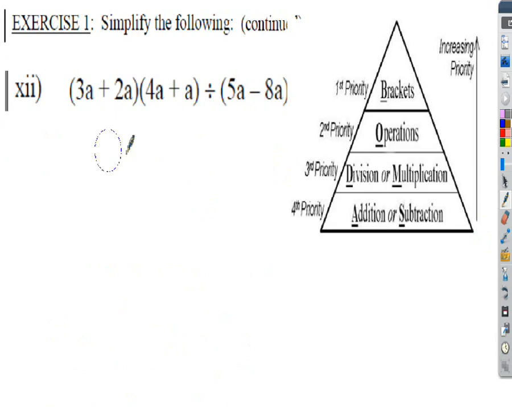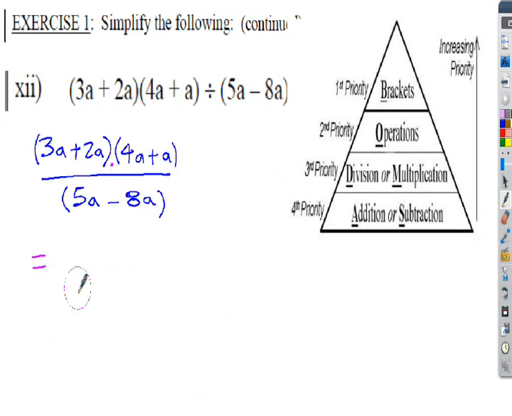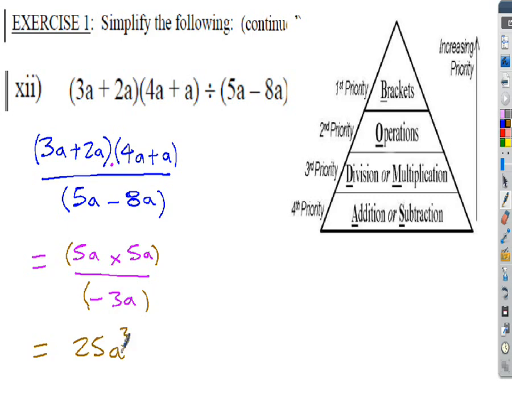Exercise 1, question 12. Again, I'm going to write this onto 2 lines. So evaluating our brackets on the top line, we have 3a add 2a, that becomes 5a, and that's multiplied by 4a add 1a, so that's 5a also. And we're dividing by, on the bottom line, 5a subtract 8a, that would be negative 3a. Thinking of the top and bottom in terms of brackets, if that helps. Evaluating the top line, we end up with 5a multiplied by 5a is 25a squared. That's all divided by the negative 3a.